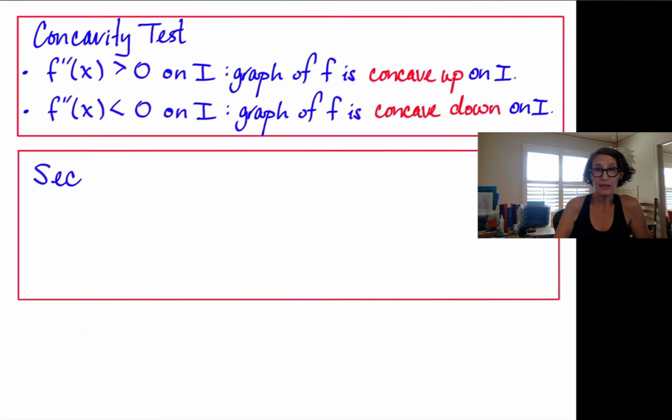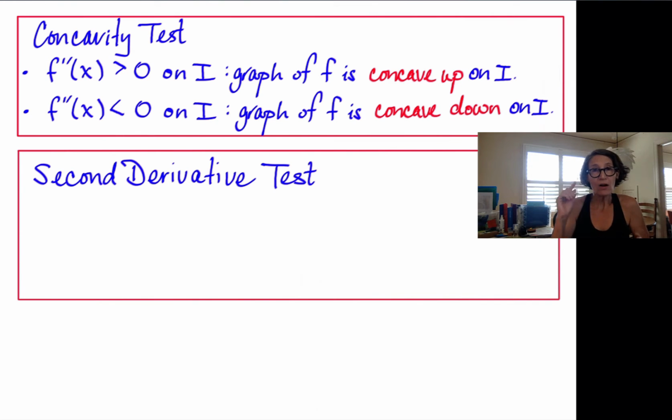The other test that we can use is about local extrema. It's called the second derivative test. Remember, we already learned the first derivative test. The first derivative test said take a critical number and then check the sign of the first derivative before and after the critical number. If the first derivative changes sign at the critical number, then you have a local max or a local min. Well, the second derivative test is sometimes useful. We could use it instead of the first derivative test.